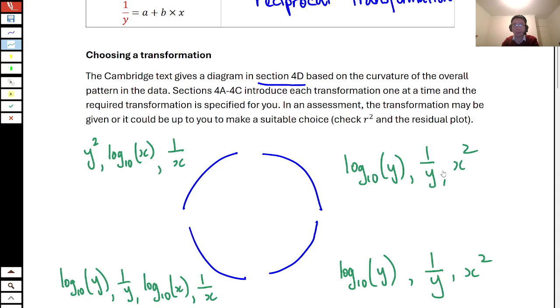So that's all I'm going to say about 4D. At the end of the chapter, you are given the data and you've got to make the choice yourself.